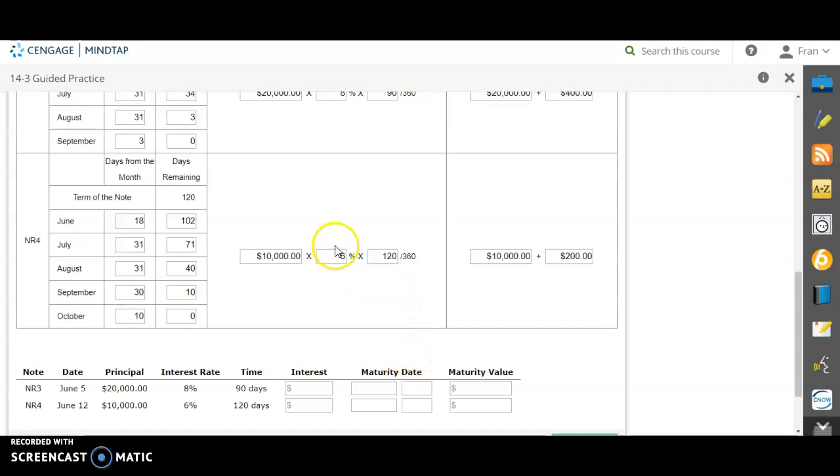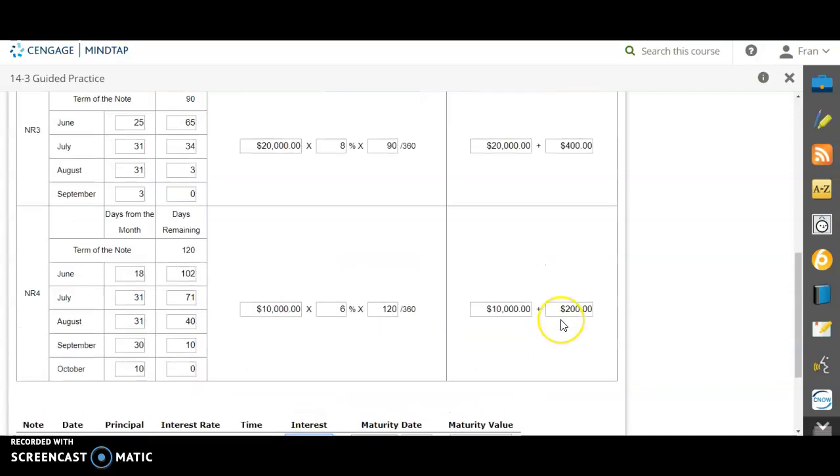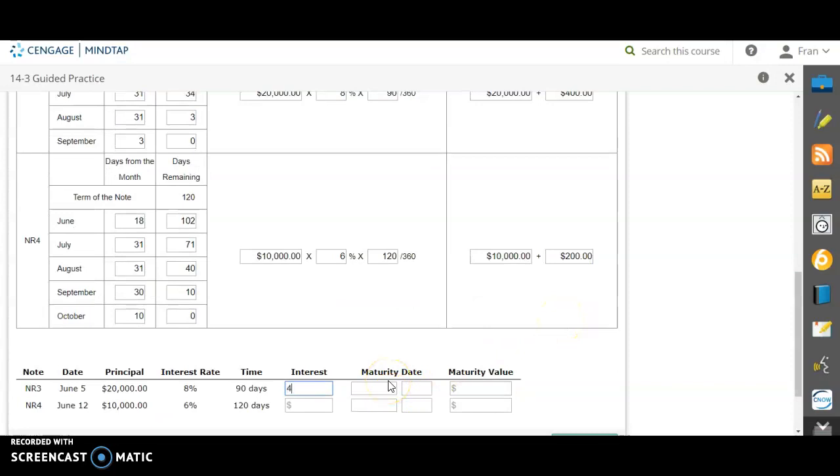Okay. Hopefully between this and the handout, you'll be able to figure this out. All right, so on the first one, if you'll remember up here, our interest was $400. Our maturity date was September the 3rd. And the maturity value was $20,400. That's the principal plus the interest.